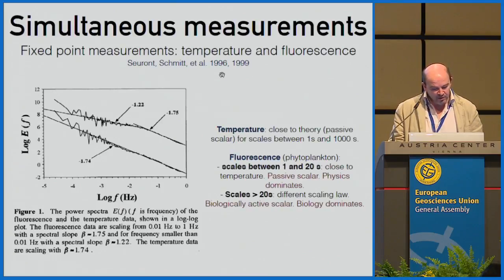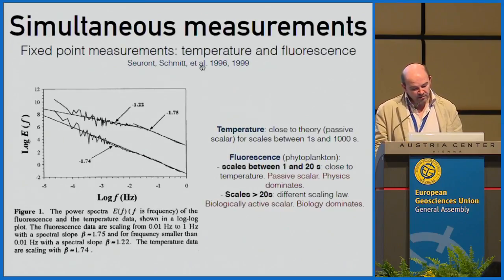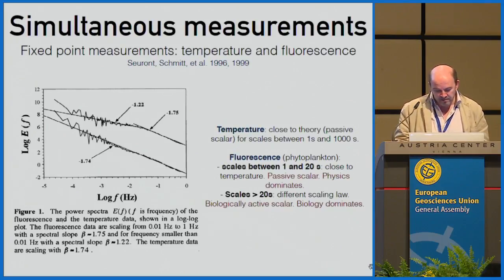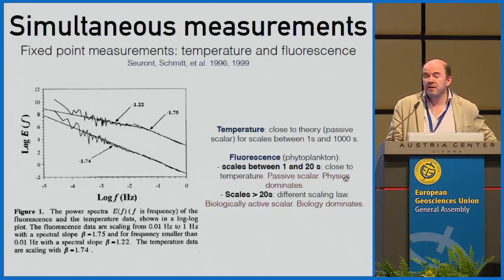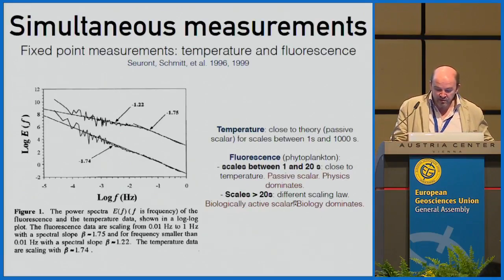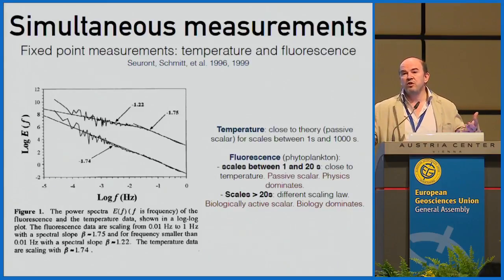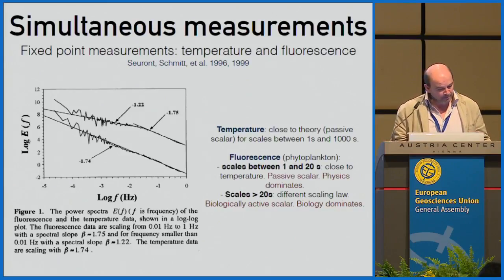So the general message was to say that in this case we have statistics which are similar for phytoplankton and temperature at small scales. So in fact, we interpreted this as saying that physics dominates at small scales, and then at larger scales, we have biology which dominates. And the transition scale of 20 seconds was considered to be a typical scale where, in fact, biology begins to be important.